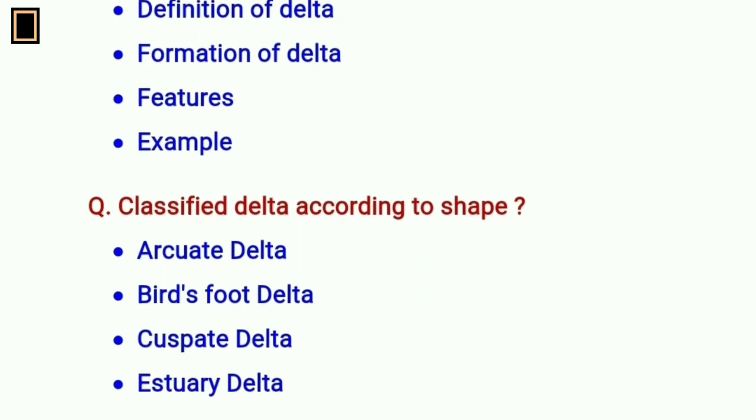The next 3 marks question is classification of delta according to shape. Delta can be classified into 4 categories, like arcuate delta or delta of Wang Ho, Bird's Foot delta or delta of Mississippi-Missouri River, Cascade delta or delta of Tiber of Italy, and estuary delta or delta of river Rhine of Germany.